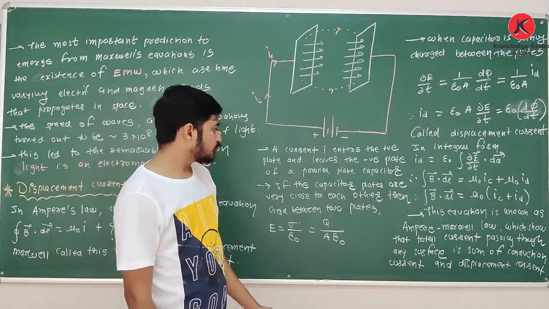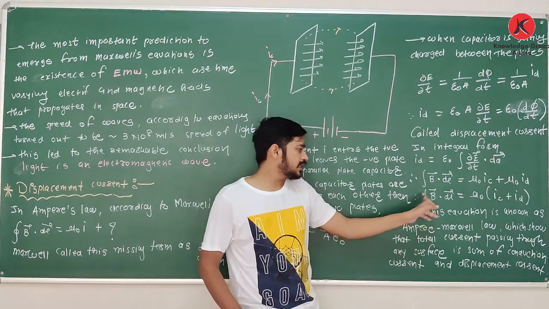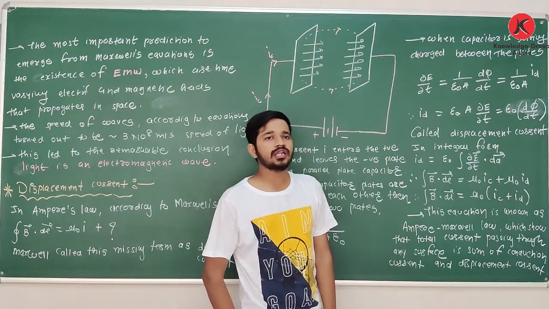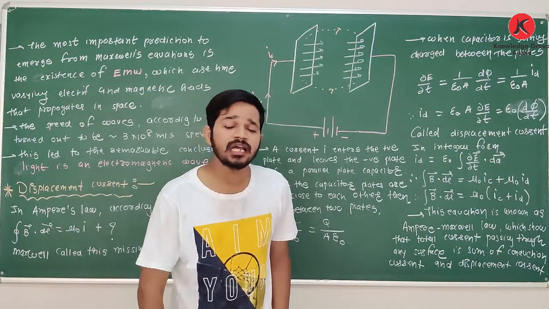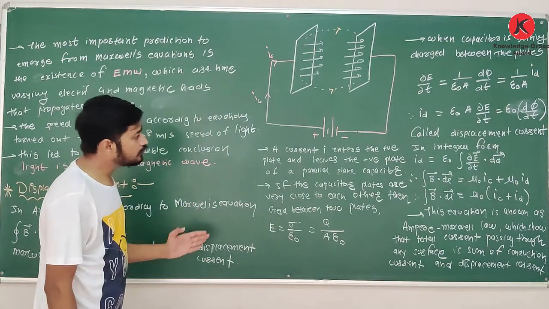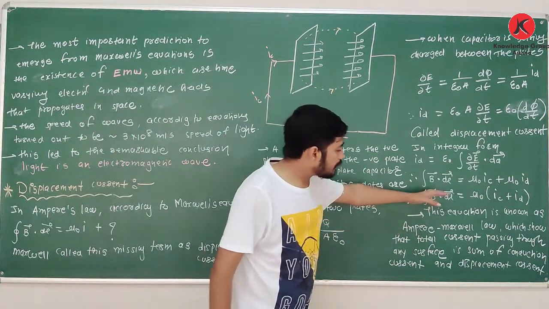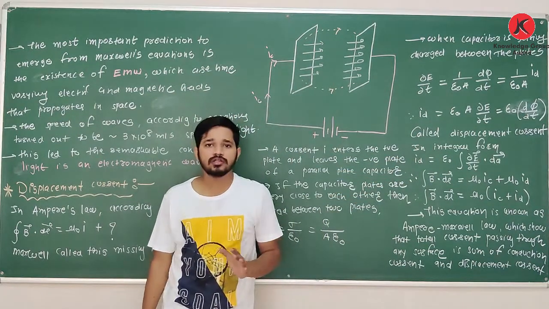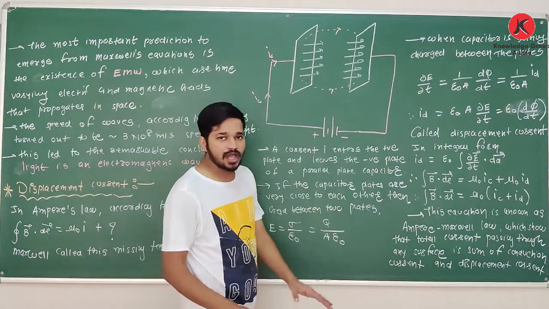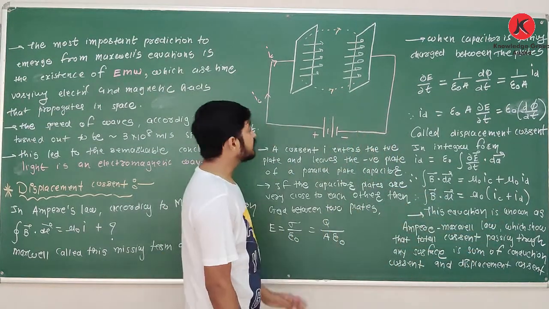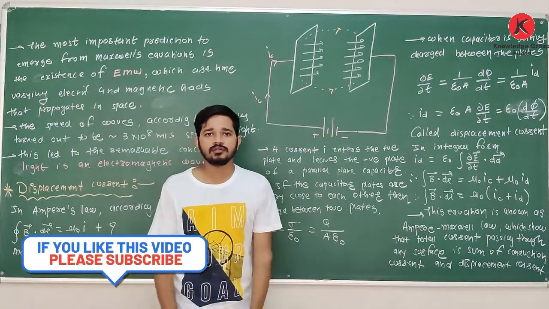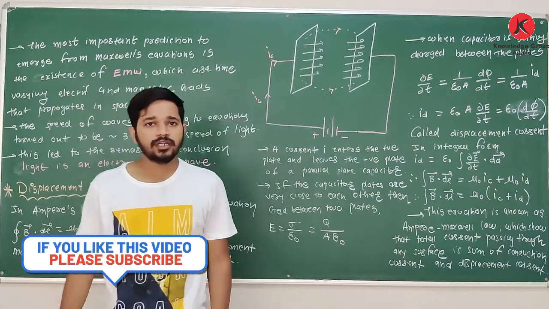Clear about this? So this equation you have to remember: integration B dot dl is equal to mu 0 times IC plus ID, where ID is called displacement current. So it is about what is displacement current and what is Ampere Maxwell law. You have to again remember that total current is the addition of conduction current and displacement current. Conduction current outside, displacement current between the plates of the capacitor. Clear about this? This is it for today.